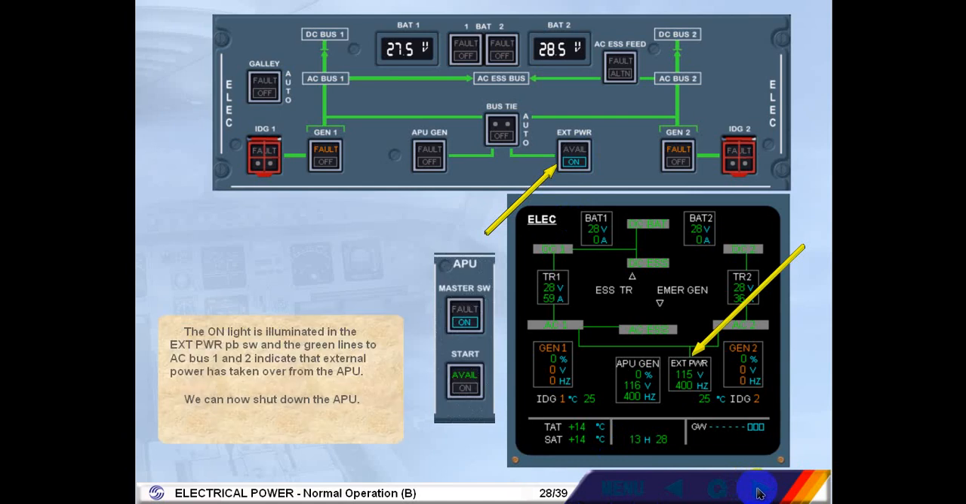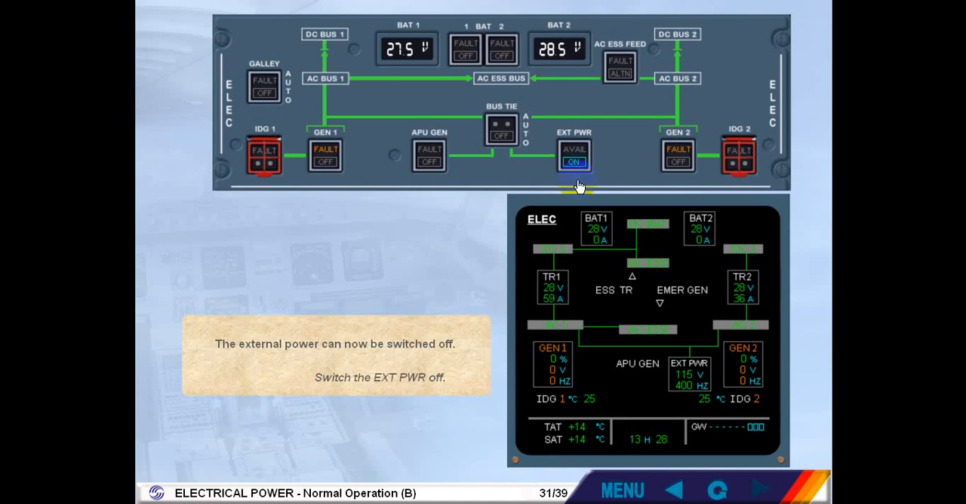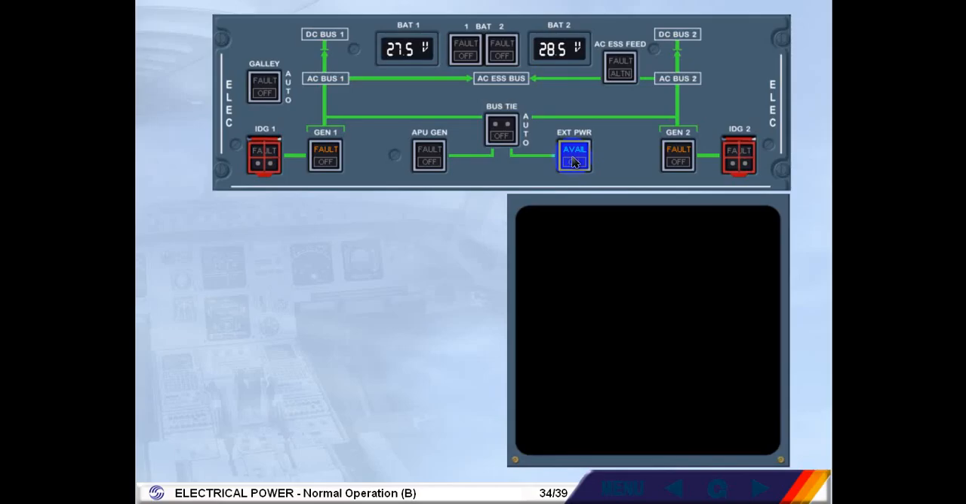We can now shut down the APU. Shut down the APU. The external power can now be switched off. Switch the external power off. When all the main power sources are disconnected, the CRT screens become blank.